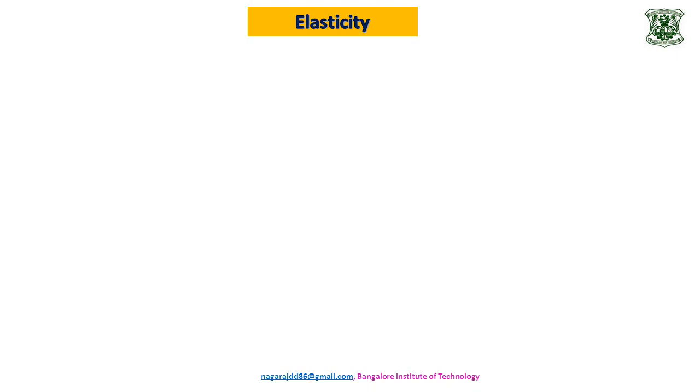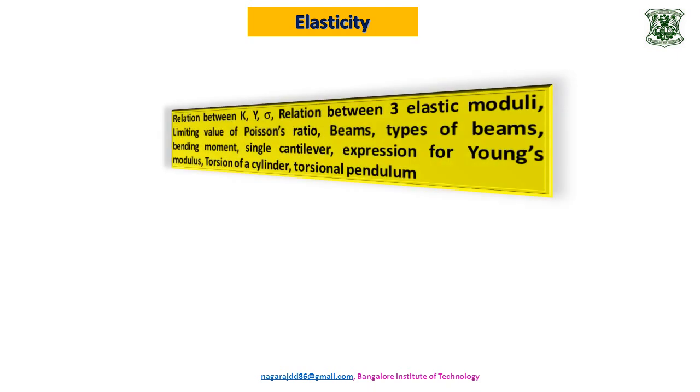Okay dear students, so far we discussed longitudinal strain coefficient, lateral strain coefficient, Poisson's ratio and some derivations, and also we discussed 3 different elastic moduli. We have to discuss many more things, something like relation between bulk modulus, Young's modulus, Poisson's ratio, and relation between 3 elastic moduli, limiting value of Poisson's ratio, beams, types of beams, bending moment, single cantilever, expression for Young's modulus, torsion of a cylinder, torsional pendulum, like this. That we will take up in subsequent sessions.